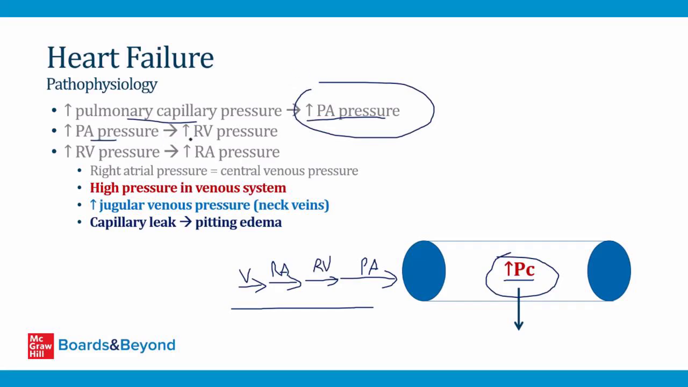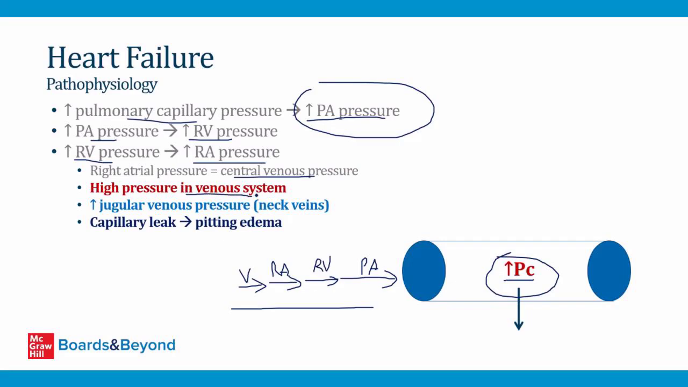The high PA pressure makes the right ventricular pressure go up, and then the high right ventricular pressure makes the right atrial pressure go up. And remember, the pressure in the right atrium is the same as the pressure in the central venous system. The veins and the right atrium are connected. There are no valves between those structures, so they always have the same pressure. So the bottom line here is that when you have failure of the left ventricle, that will go backwards, leading to high pressures in the venous system.